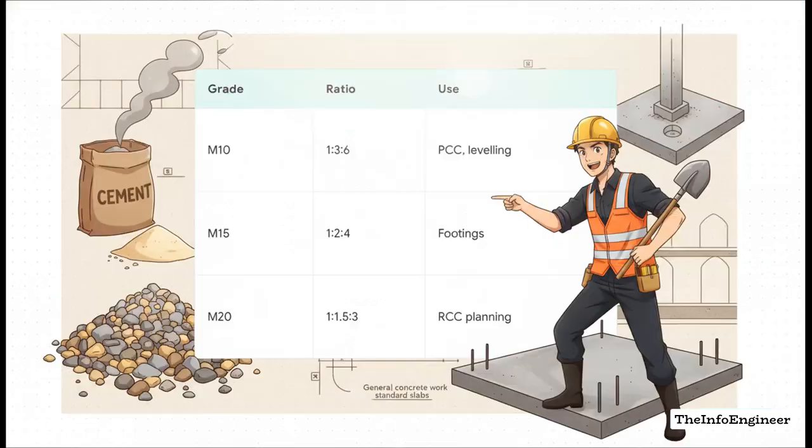Let's put this into practice and decode a real-world scenario. Let's look at the classic M15 grade, which gives us the standard 1:2:4 nominal mix ratio. Now, different jobs require different strengths of concrete, which we call grades.